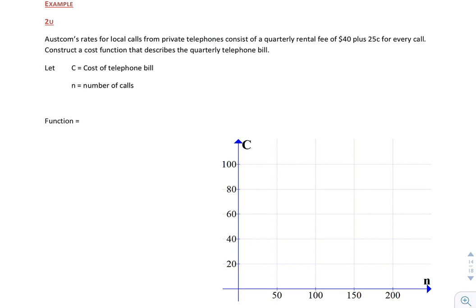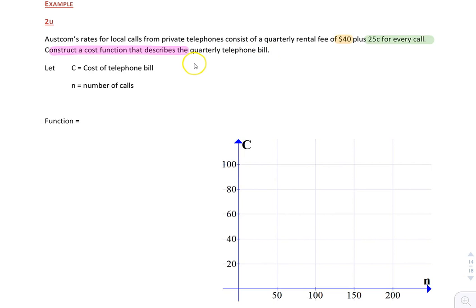Your first step in any worded situation is to use a highlighter or a pen to identify the important pieces of information. So the important pieces here is $40 for the rental fee, 25 cents for every call, and that what we're actually asked to find is the cost function. And it's the cost function that describes a quarterly telephone bill.